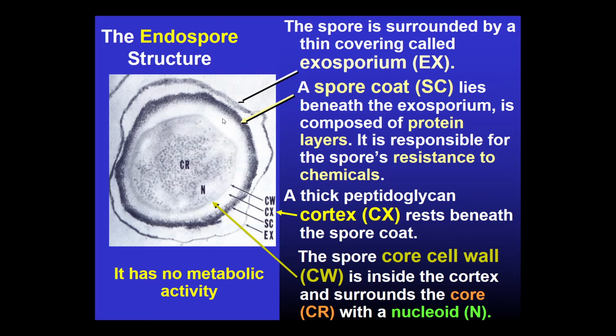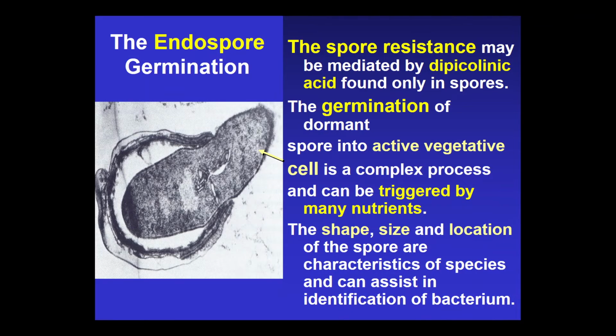So, and then the endospore is usually covered with exosporium, then with a spore coat resistant to chemicals, then with the cortex, see, the cortex that rests beneath the spore coat. Then we have the core cell wall, and that is the remains of the bacterial cell wall. And it usually surrounds the core with a nucleoid. And here you can see the moment of spore germination.